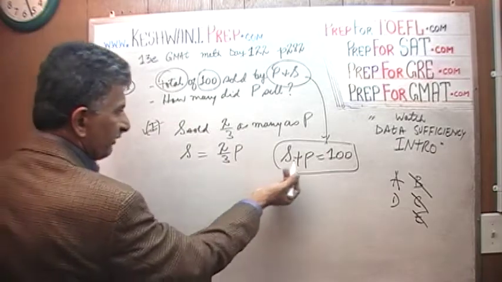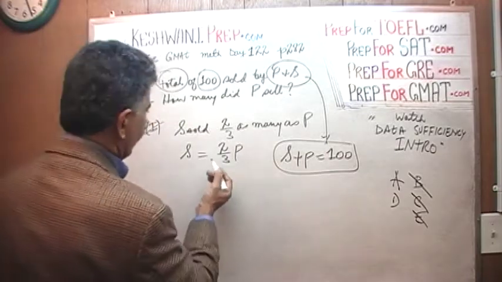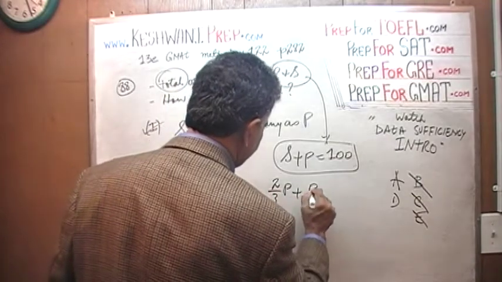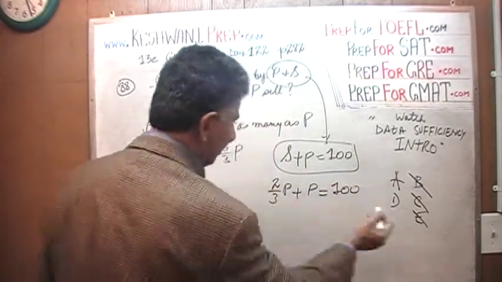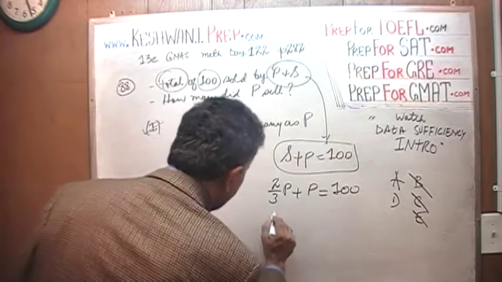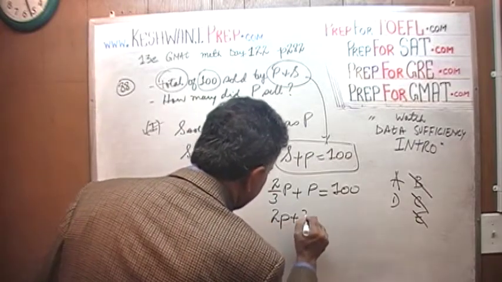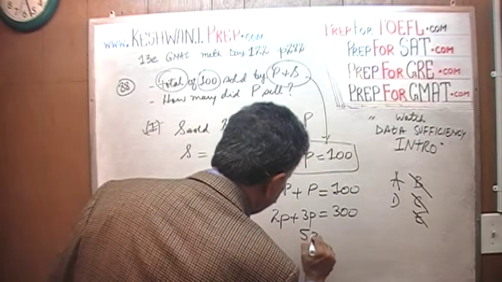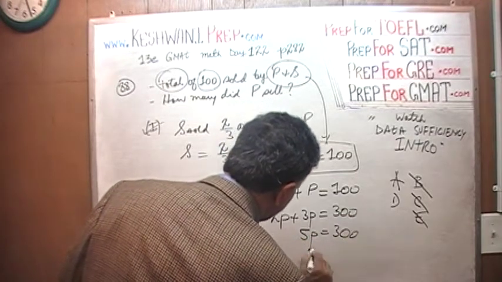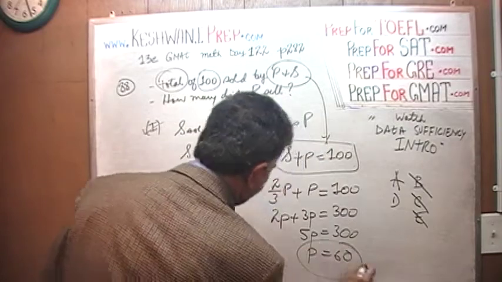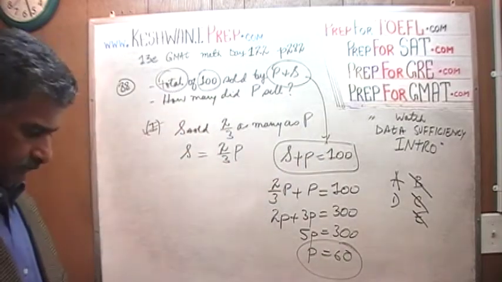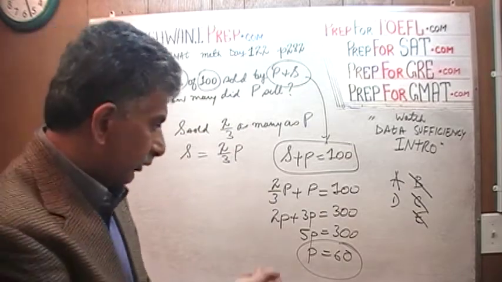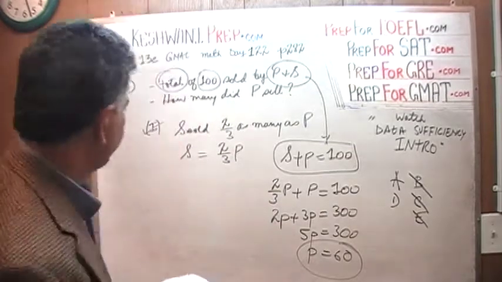So S equals this much, let's put it in here. S equals 2/3 of P, so 2/3 of P plus P equals 100. Multiply the entire equation by 3, so we get 2P plus 3P equals 300. It looks like 5P equals 300 and P equals 60. Voila, P equals 60. Is that what they were asking for? How many did P sell? Well, there you go, P sold 60. Let's look at the second statement.